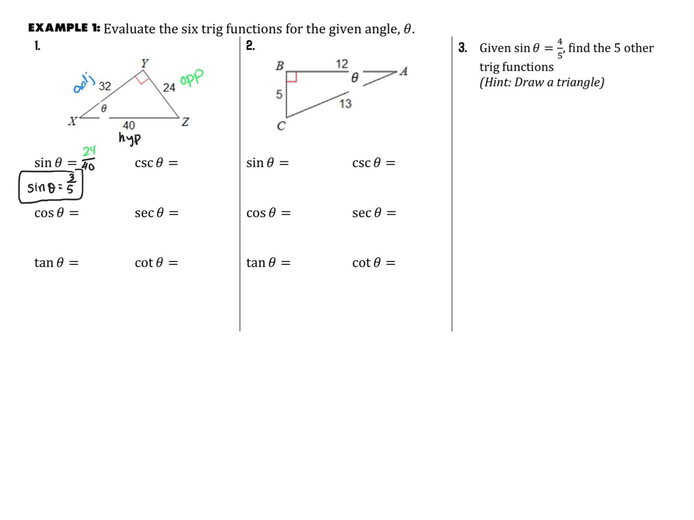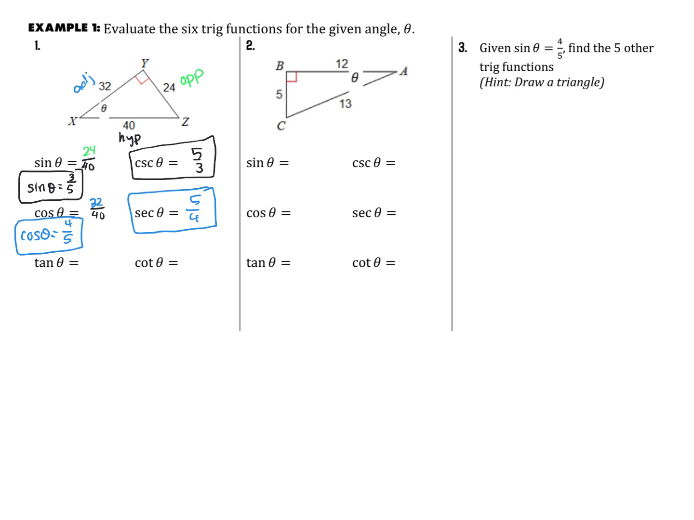What does that mean that cosecant of theta is? That's right. All we have to do is reciprocate that. So cosecant of theta is going to be 5 over 3. Cosine of theta is going to be adjacent, which is 32, over hypotenuse, which is 40. That is also going to simplify. So cosine of theta is going to be, both of those are divisible by 8, so 4 over 5. Which means that secant of theta is going to be the reciprocal of cosine, which is 5 over 4.